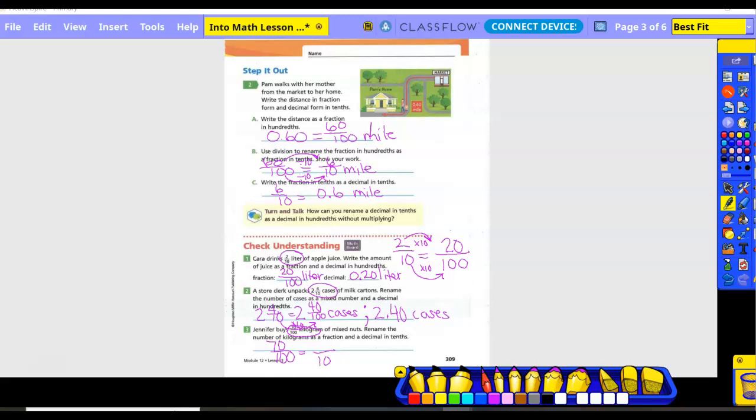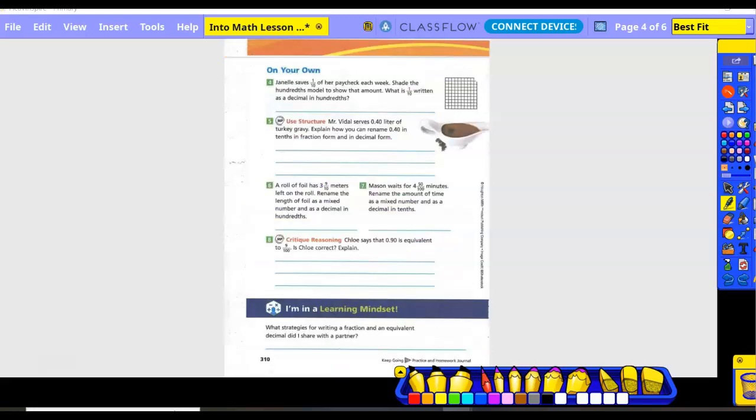So how did I get from 100 to 10? Divided by 10. So what I do on the bottom, I do on the top. So 70 divided by 10 is what? 7. So that is my new fraction. So 7/10 of a kilogram. And then how do I write that in decimal form? Do I have any whole numbers? No, so I write 0.7 and then kilogram.